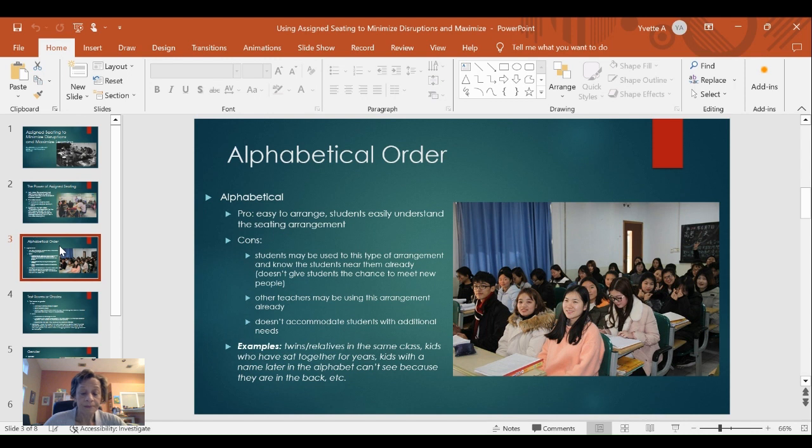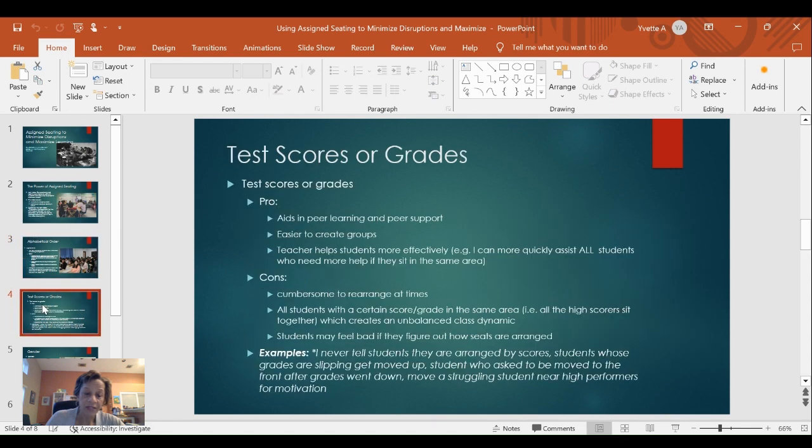Some other examples of alphabetical order problems: I do run across a lot of times in my classes that I actually have twins, or I have students who are relatives, like a first cousin might be in the class with their cousin. So by sitting them together in class, that could become a problem. So alphabetical order, I want to say, is not the ideal way to organize your classroom, but it is one of the ways that you can organize the classroom efficiently and effectively, initially, to learn student names.